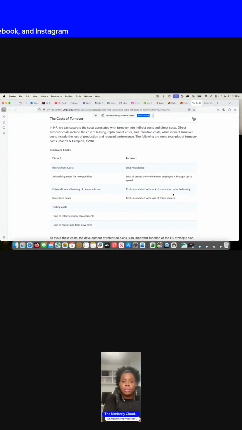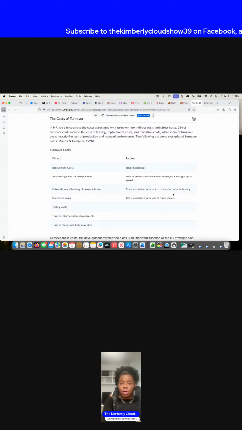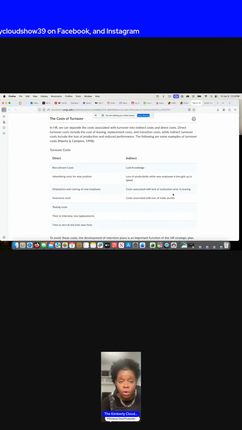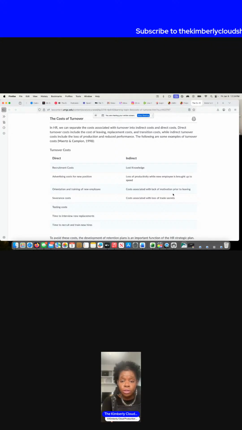In HR, we can separate the costs associated with turnover into direct costs and indirect costs. Direct turnover costs include the cost of leaving, replacement costs, and transition costs, while indirect turnover costs include the loss of production and reduced performance.